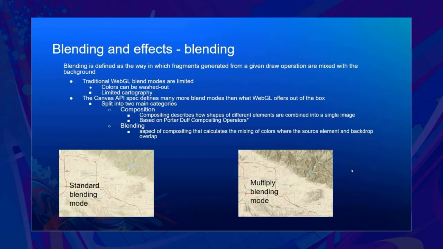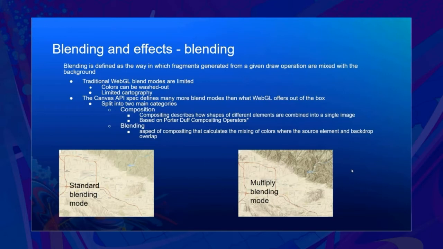Traditional WebGL blend modes are somewhat limited. Colors could be really washed out, and you can see here at the bottom where the image on the left uses the standard opacity with thematic data rendered on top of elevation data. On the right, we render the same data, but we apply a multiply blend mode, and you can see how the terrain all of a sudden popped. So that is basically generating a much nicer cartographic outcome.